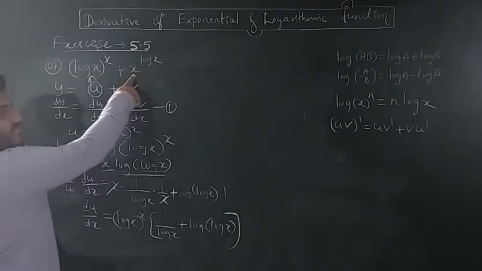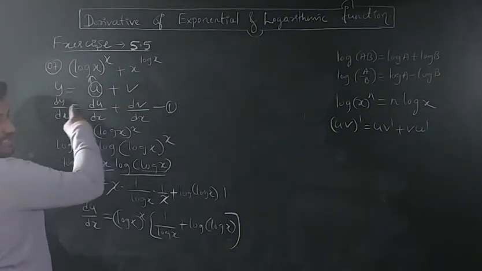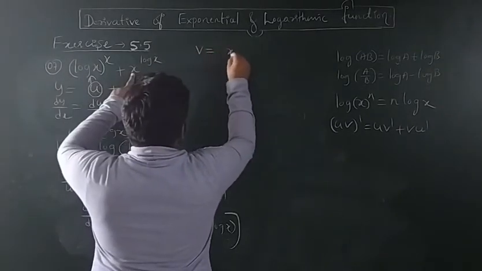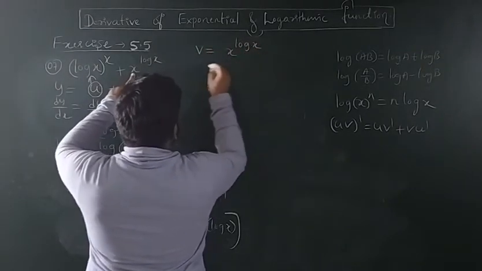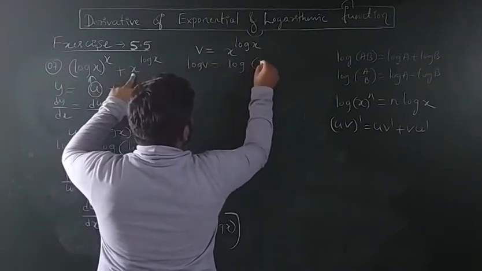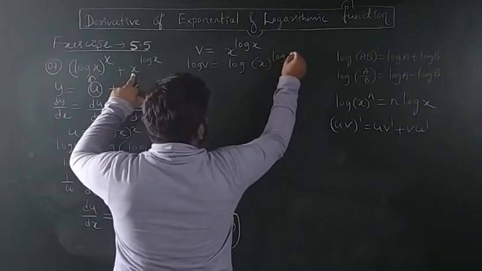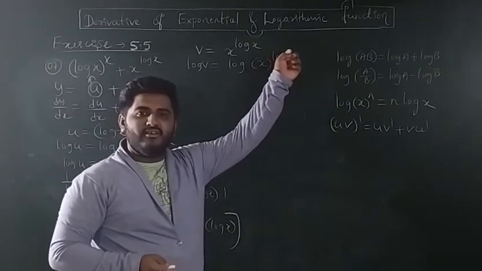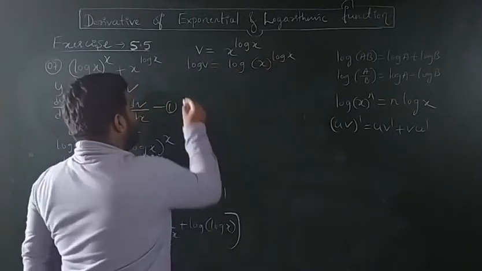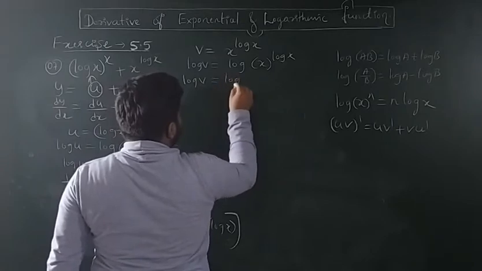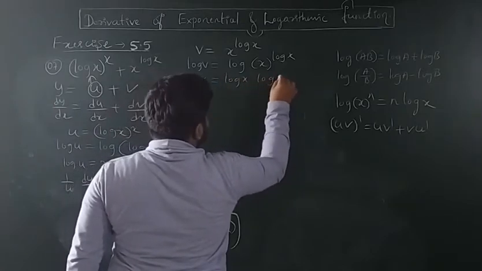Now we have to find dv by dx, because we want both to find dy by dx. So now take v. v equals what we are having? x to the power log x. Apply log on both sides. Log v is equal to log of x raised to log x. Whenever a power is there in logarithmic functions, we have to take it in the front. So log v is equal to log x into log of x.